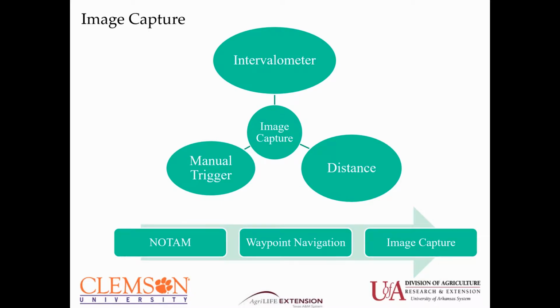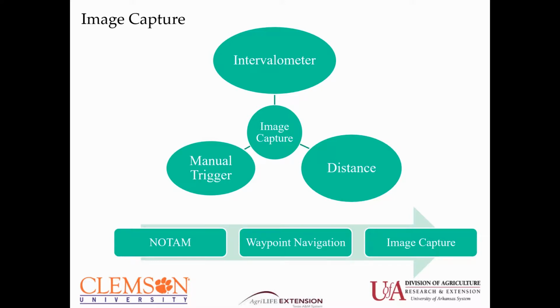There are 3 different types of triggers that you can use to collect images. One is using an intervalometer. Second is manual trigger. And the last one is using distance trigger. Intervalometer is either another device or built in from the camera sensors, which controls how often shots are triggered. Most of the time, the frequency of shots can be programmed in an interval of 1 second, 3 seconds, or as long as 1 shot per minute. Intervalometer is often used so the SUAS pilot or operator can focus on the flying.